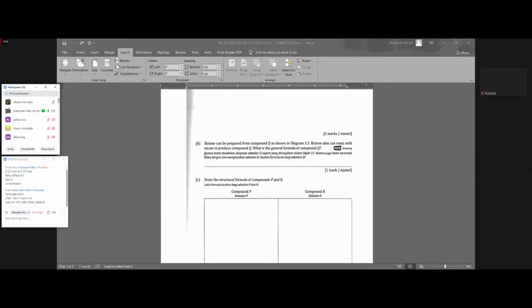Yongsin, what's the name of compound Q? I want the name. Tell me the name first before you write the general formula. Butene becomes what? An alcohol. So butene will become butanol. Correct? But they're asking what is the general formula of compound Q? To produce compound Q. So butanol, what's the general formula?